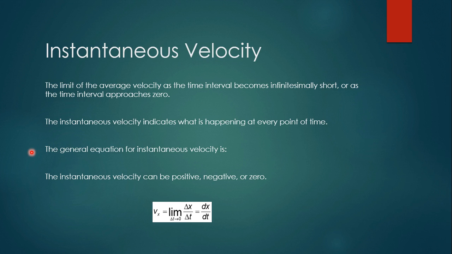The general equation for instantaneous velocity is the limit as delta t tends to 0 of delta x by delta t, which then becomes dx upon dt, the differentiation of x with respect to t.